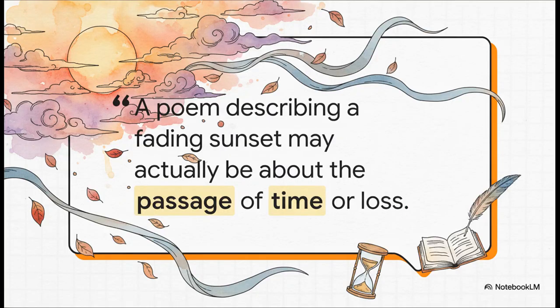For instance, you could be reading a beautiful poem all about a sunset, but the theme, the real heart of it, might actually be about getting older or about losing something precious. The sunset is just the way the poet gets you to feel that bigger idea.